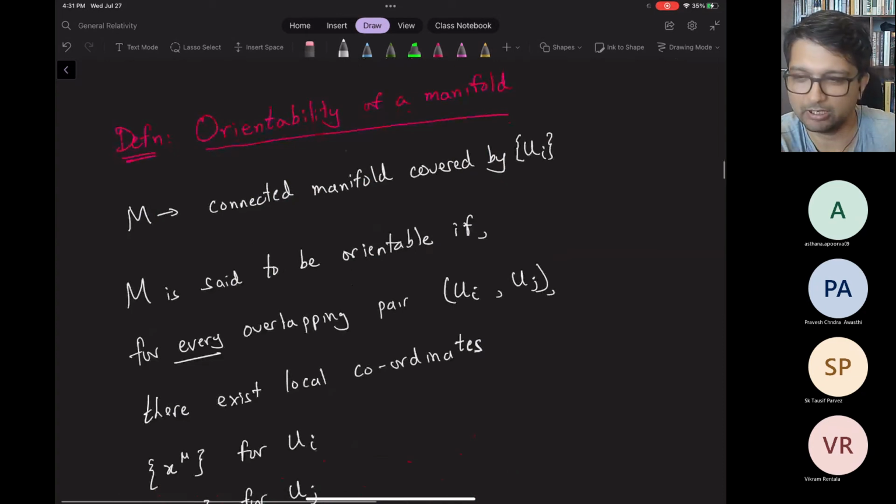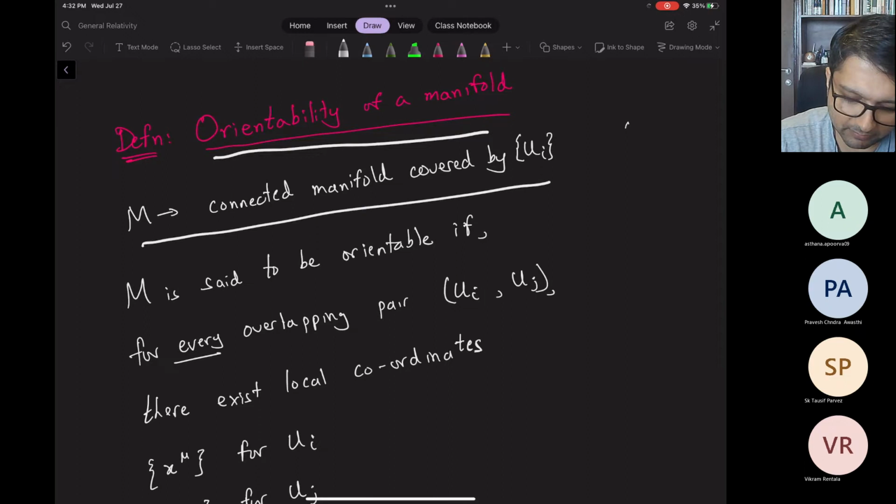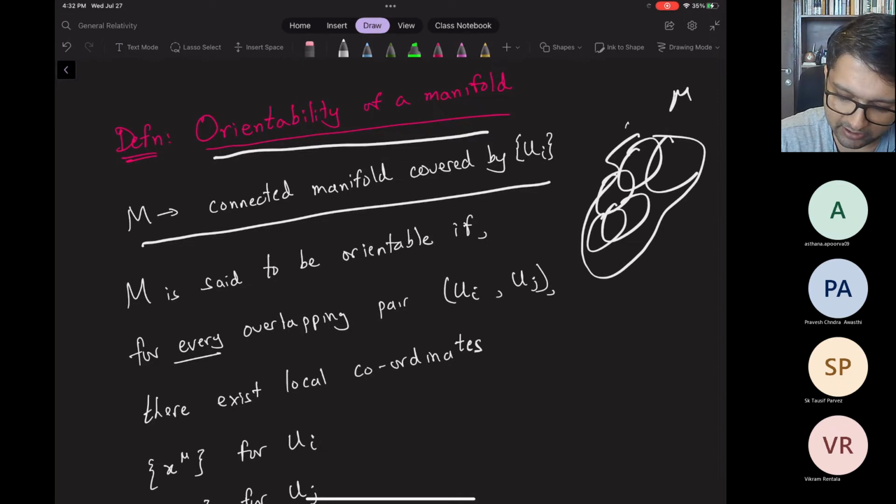Okay, so now what we'll do is give a definition of orientability of the manifold. Now that we have a definition of what we mean by same orientation and opposite orientation of 2 coordinate patches, and coordinates on 2 different coordinate patches, we can define orientability of the manifold as a whole, whether a manifold as a whole is orientable or not. So if M is a connected manifold covered by some U_i, so this is M, and now we have a collection of coordinate patches which cover the entire space. So this is U_i.